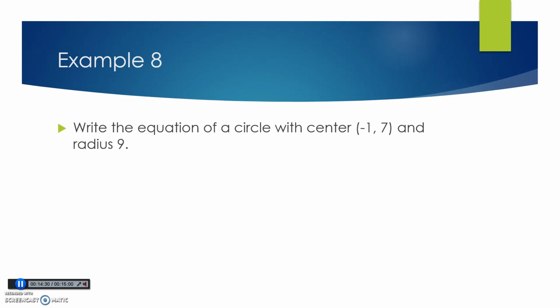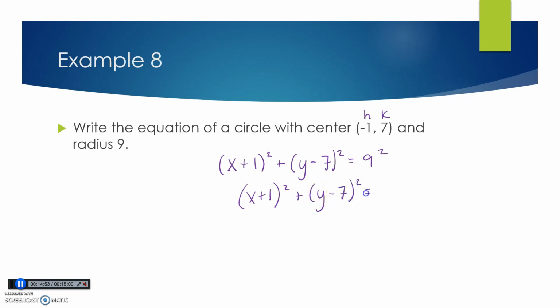And finally, write the equation of a circle with center -1, 7 and radius 9. So this is my h, my k, and I'm going to change the sign. So x plus 1 squared plus y minus 7 squared equals radius squared, 9 squared. So that's just going to give me x plus 1 quantity squared plus y minus 7 quantity squared equals 81.